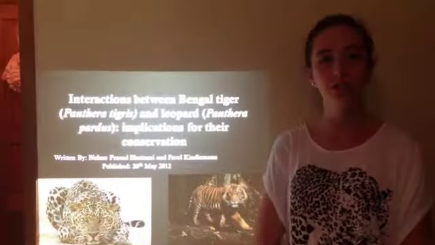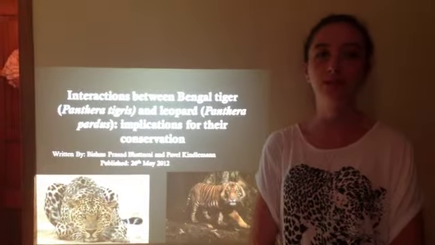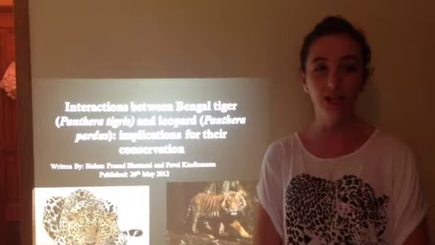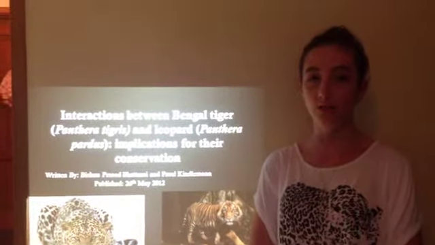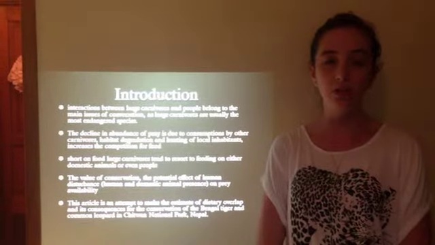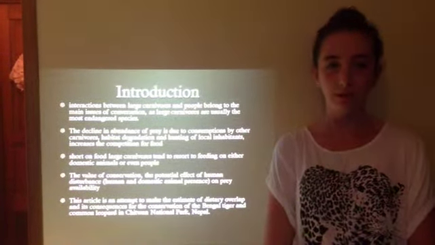The article by Bishnu Bhattacharya and Pavel Kingdoman is about the interactions between large carnivores and people, as the large carnivores are usually endangered and therefore conservation is needed. The decline in abundance of prey is due to there being less prey and more hunting by locals.